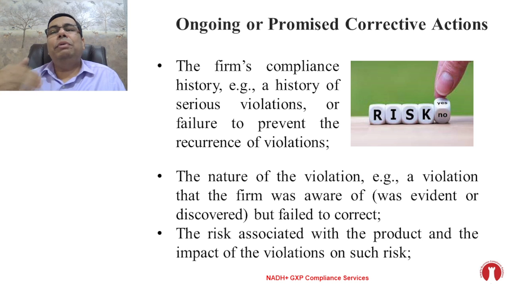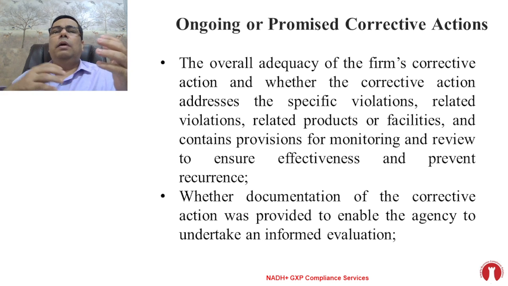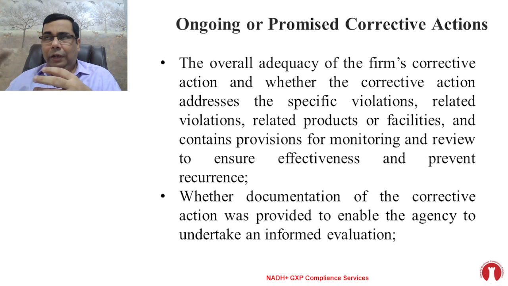The risk associated with the product and the impact of the violation on such a risk. So if the risk with respect to the observation is very high, or the violation poses a very high risk or harm to the product, then again you are likely to get the warning letter. These points are considered as a warning letter based on the promised corrective action. You are getting my point?